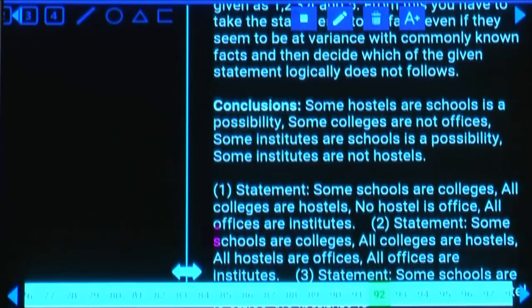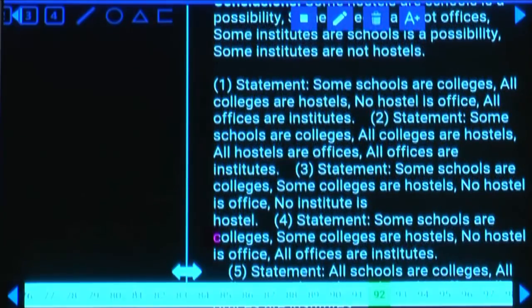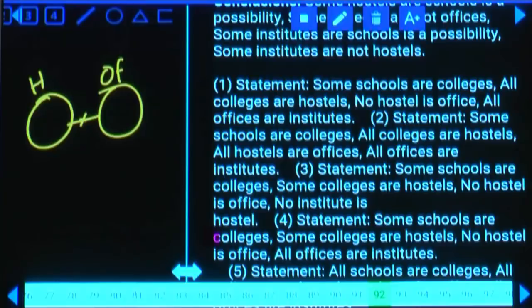Some hostels or schools is a possibility. Now what is the negative statement here? No hostel is an office. And for the possibility, now we need to draw the diagram. No hostel is an office.